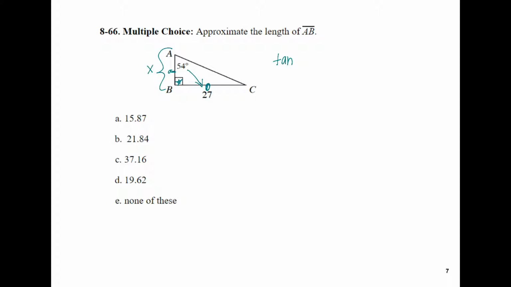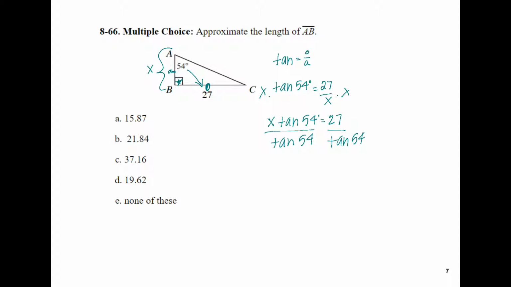Tangent uses opposite over adjacent. So if I plug in the tangent of 54 degrees, I take my 27 and place it over my missing side. X times the tangent of 54 degrees equals 27. Divide by tangent of 54. I get the side of my triangle to be approximately 19.62 units.